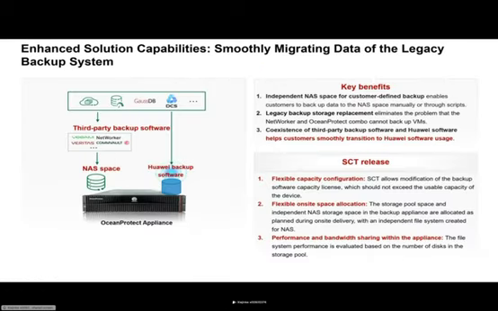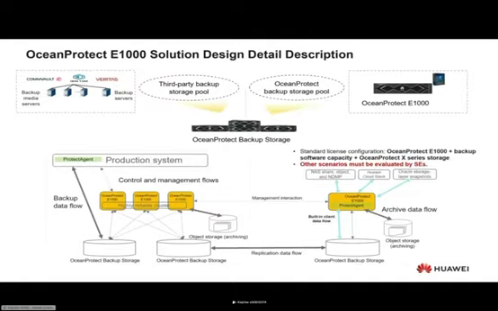So this is what I mentioned before: one device can provide two different ways for the customer to use it. I will move to the next topic because we already explained this. Another is the OceanProtect E1000 solution. This solution is quite useful for customers who already purchased our backup storage, meaning we already deployed our OceanProtect backup storage in their data center, but now they also want to try our Huawei backup software.